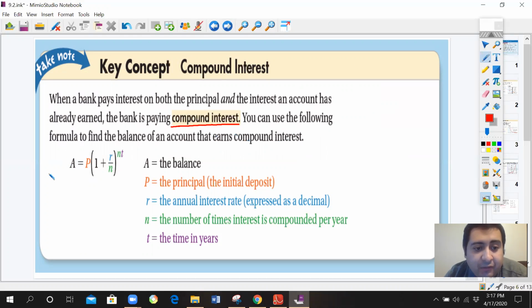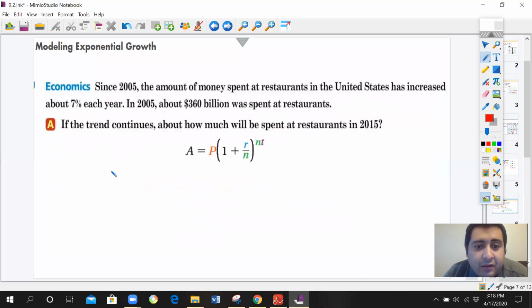So this formula, we're going to be focusing more on this formula provided to us. The A stands for the balance, the P stands for principal, which is the initial amount. R stands for the interest rate. N stands for the number of times interest is compounded yearly, and T is the time in years. All right, this formula was introduced to you partly in 7th or 8th grade, so it just came back to you since it's part of algebra. All right, so let's go ahead and practice some.